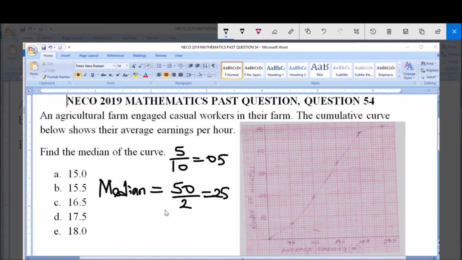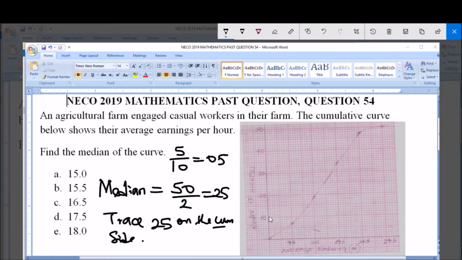Now to find this median, we are going to trace 25 on the graph, using the cumulative frequency side. We'll trace it on the graph, and its corresponding value on the x-axis, which is the average earning, will give us the median of the curve. So we'll trace 25 on the cumulative side.